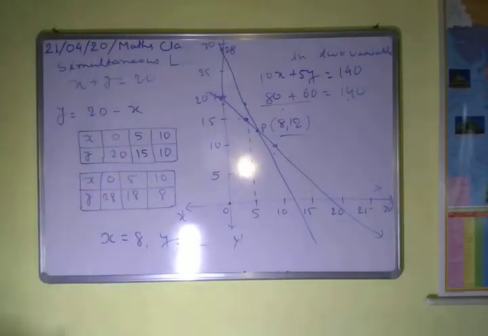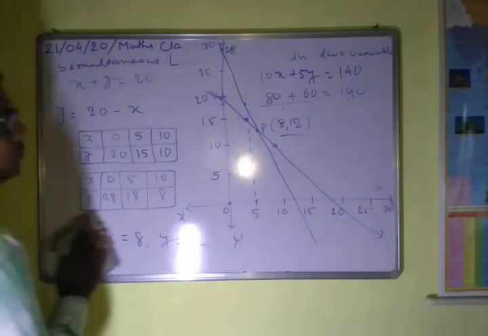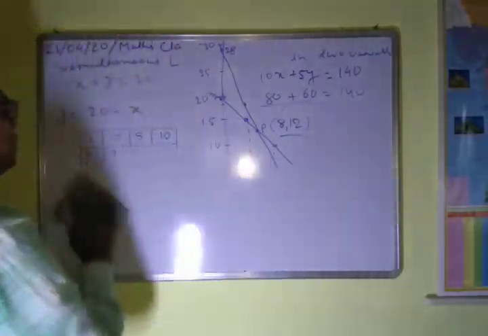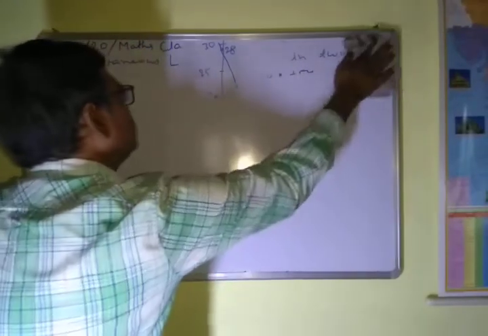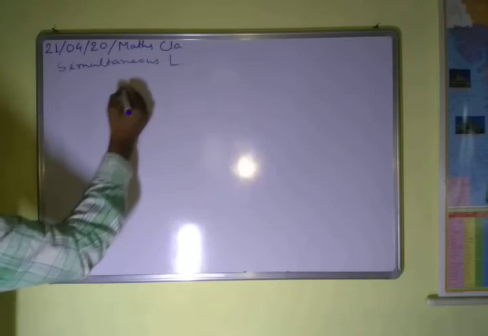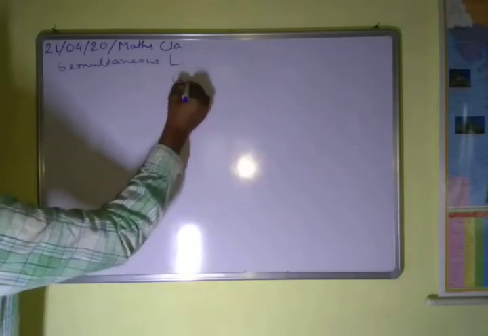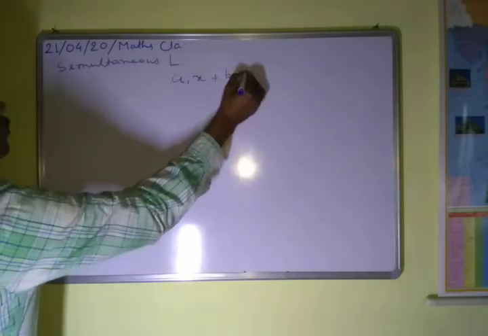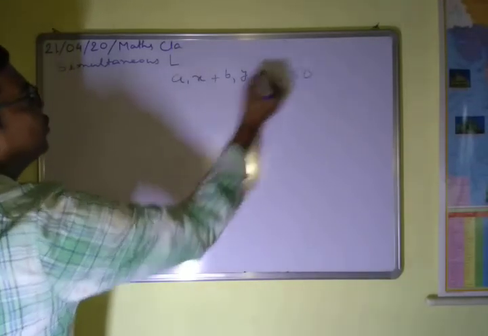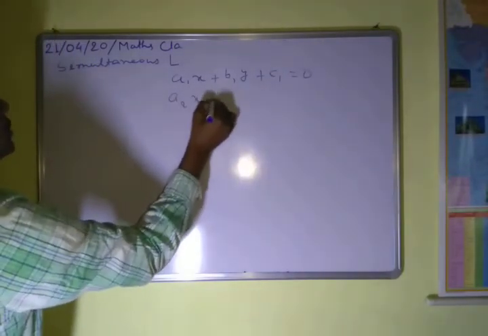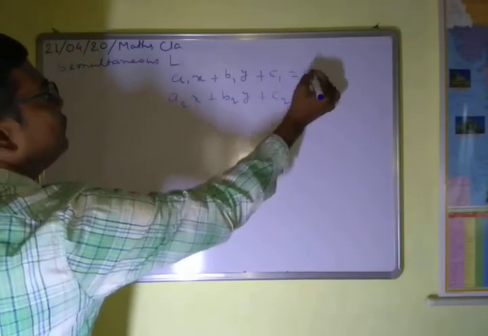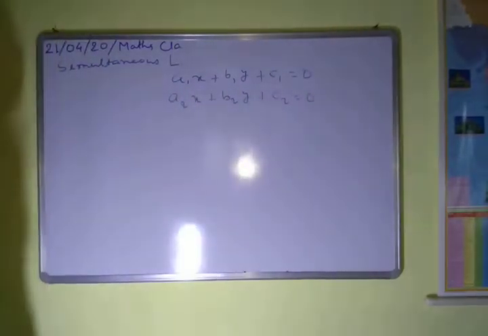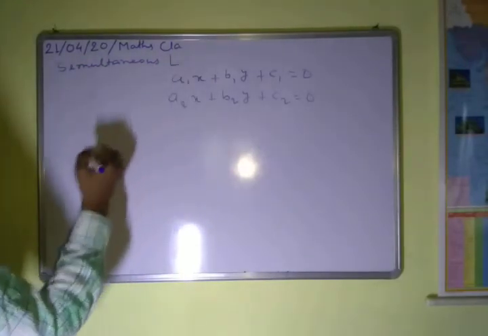One more point is that there are some conditions: in some cases you will have a solution, and in some cases you will not. For example, if you have equations like a1x plus b1y plus c1 equal to 0, and a2x plus b2y plus c2 equal to 0, these are two simultaneous linear equations in two variables. Now you have the conditions.